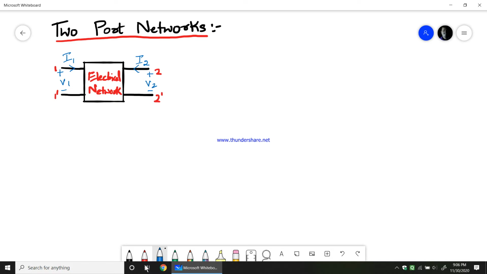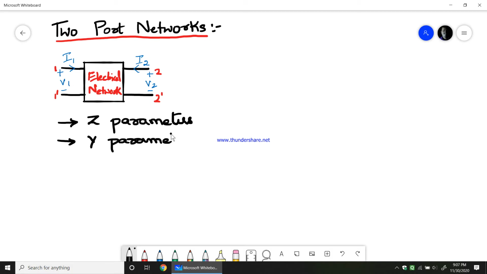Normally, any electrical network you take will be in the nature of two-port networks only. So what we are going to do here is analyze four different two-port network parameters. The first one is Z parameters, then we will discuss Y parameters, and then T parameters.